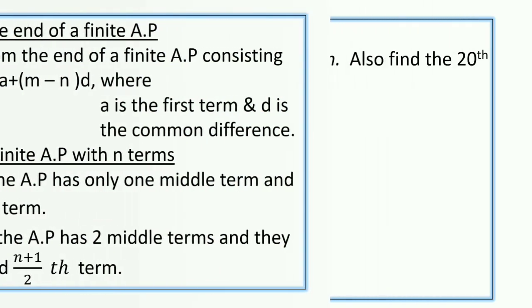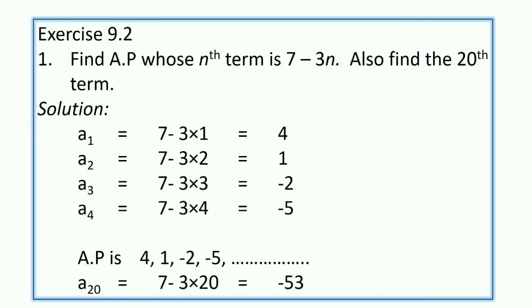Now let us apply this formula in some of the problems. Here we are solving exercise 9.2. The first question: find the AP whose nth term is 7 minus 3n. Also find the 20th term. Here the general term of the AP is given, that is, the nth term is 7 minus 3n.